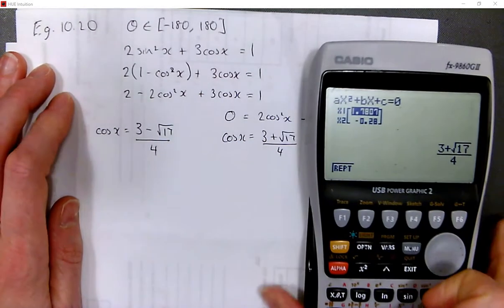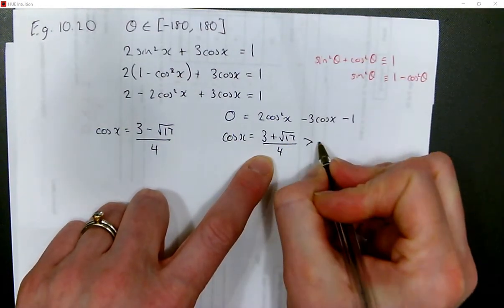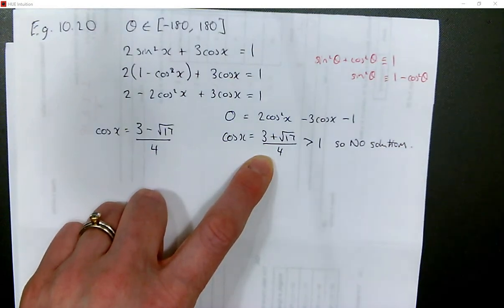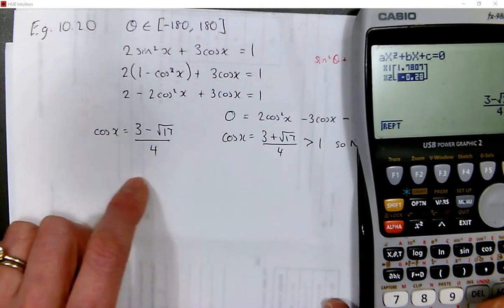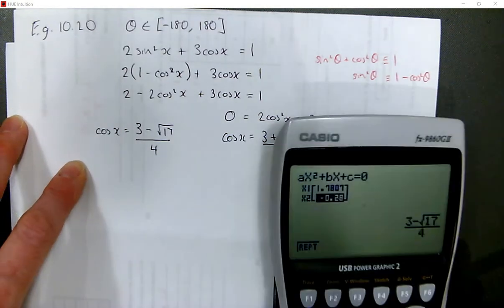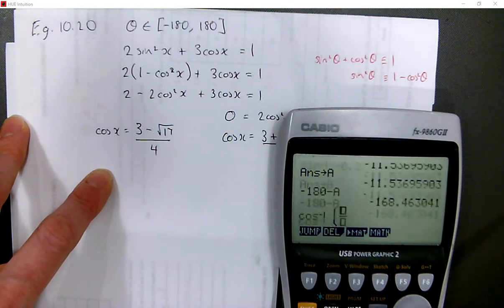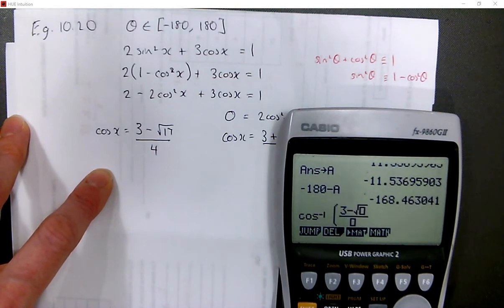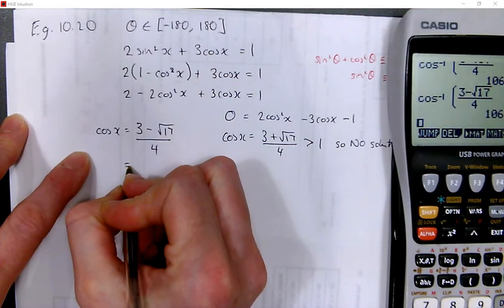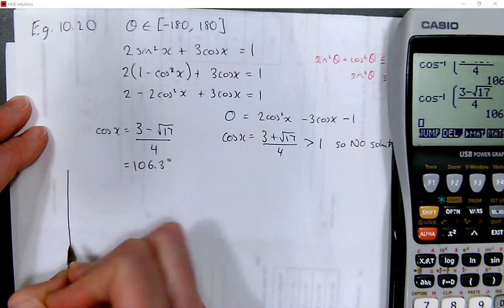Okay, now the calculator shows us that 3 plus root 17 is greater than 1, so there's no solutions. Whereas the other one is negative 0.28, so that one's okay. So we can use our calculator to find what we get when we do inverse cos. So we get 106.3 degrees. Okay, and we can draw a cast diagram.